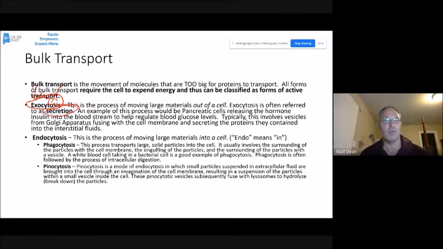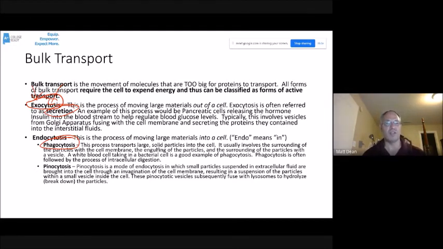Endocytosis is essentially the opposite of exocytosis. This is bringing large materials into a cell. We really break endocytosis into two parts. Phagocytosis, which is bringing large solid materials into a cell.